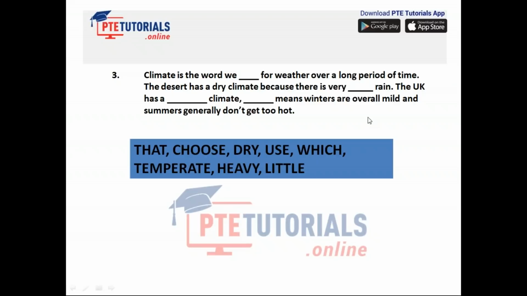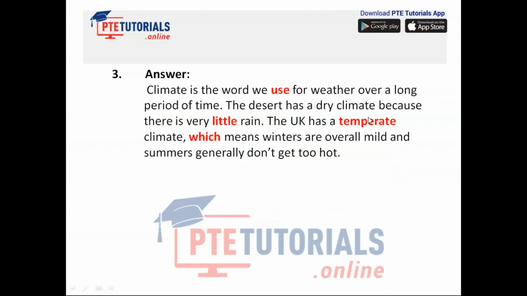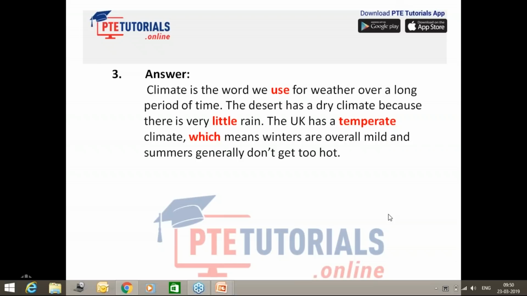The answers for this question are, climate is the word we use. We don't choose this word for weather, actually. The desert has a dry climate because there is very little rain, not heavy rain, because we are talking about dry climate. So that gives me the clue of little rain. And on the other hand, this word desert is written, meaning little rain.